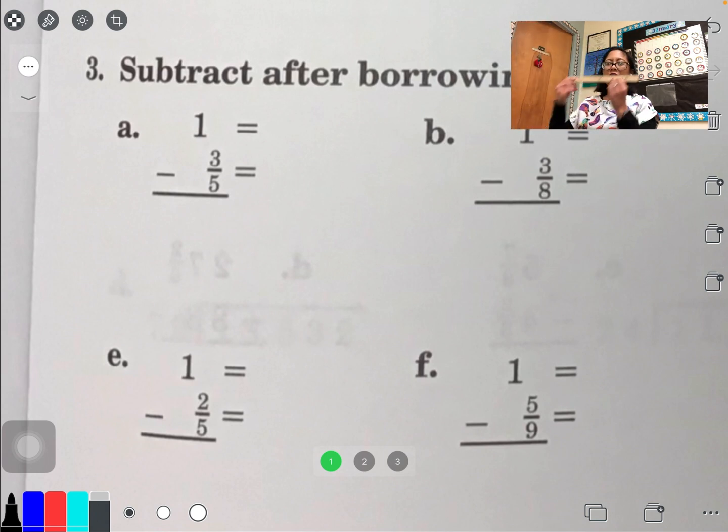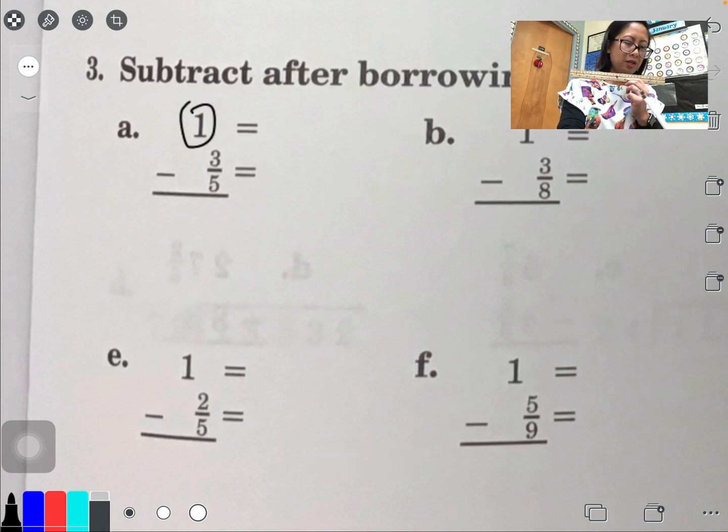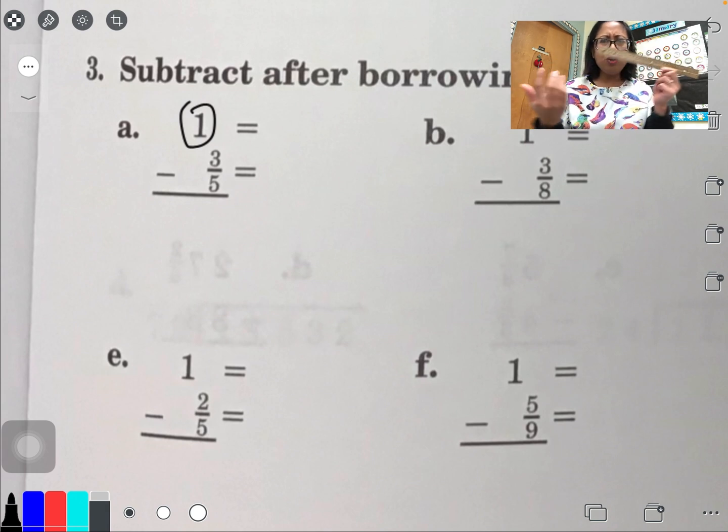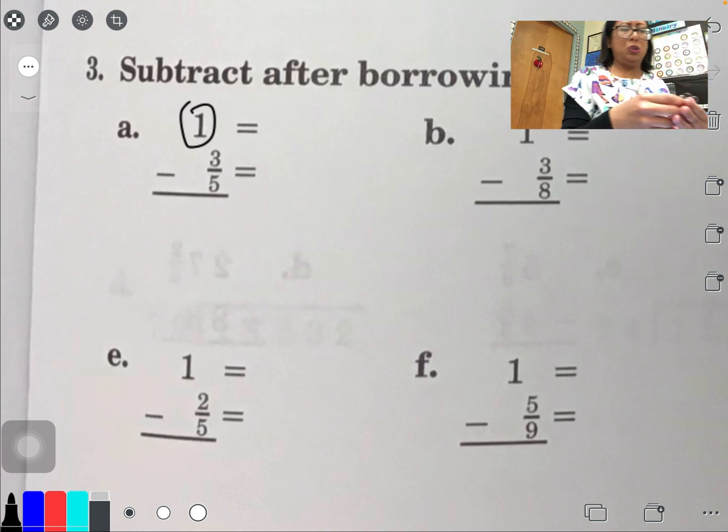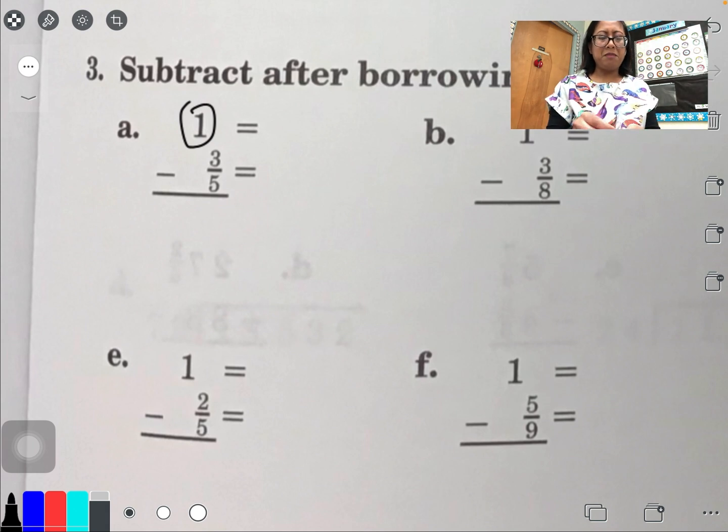Back. Okay, so here's my ruler. It's a one whole ruler, okay? Let's just pretend this is one object. Now here, take a look at number 3. It says 1 take away 3/5. 1 take away 3/5.